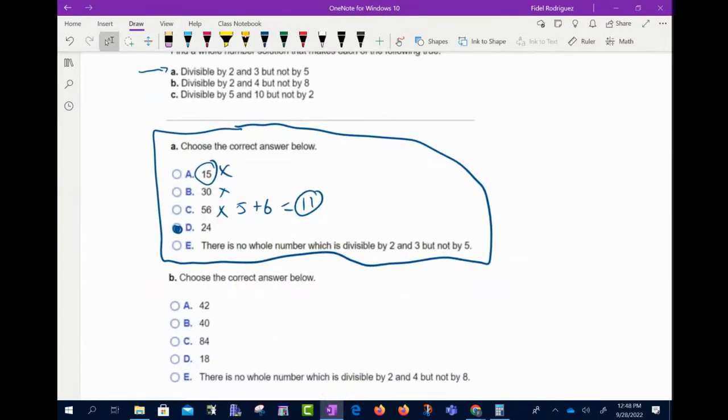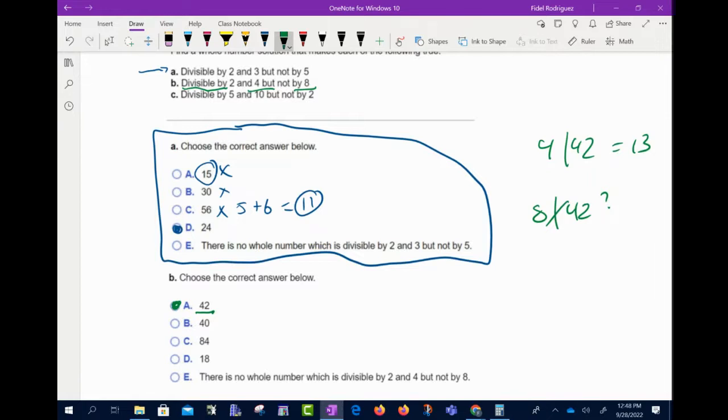Now I'm going to look at part B. So part B says we want to make sure that we can divide it by 2 and by 4, but not by 8. So first question, can I divide 42 by 2? Yes, because it's even. I want to know if I can divide 42 by 4. So yeah, y'all, 4 goes into 42 13 times. Now the question is, does 8 go into 42? No, it doesn't, right? So far, 8 looks like it's going to be my answer.